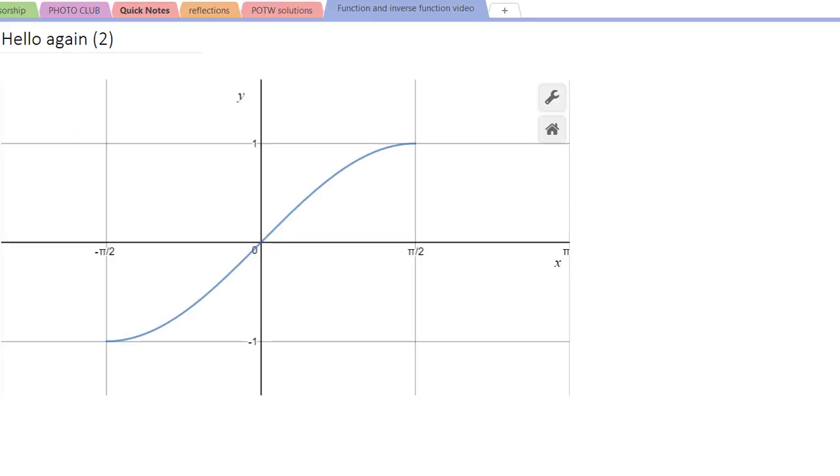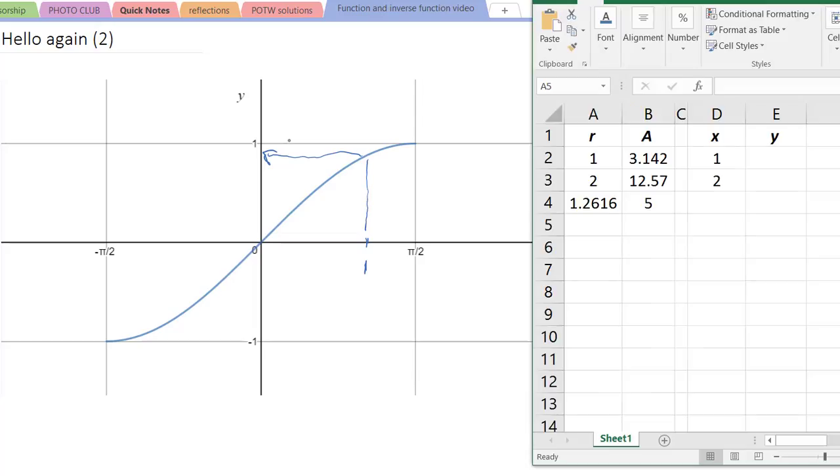So here's the graph. We can use it going forward and also going in reverse mode. So if we have a value of x, or the angle, say we have an angle of 1, it would be around here maybe, 1. And if you want to know the sine of that angle, you would go up to the curve, then you would go across, and you would find out the value of the sine of the angle 1.